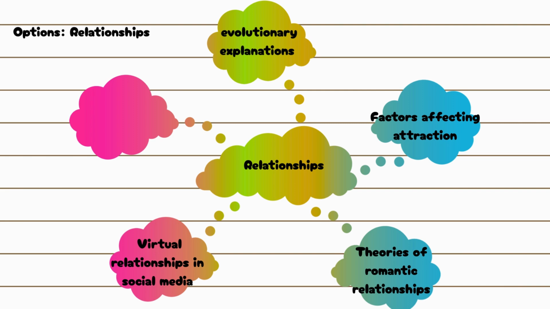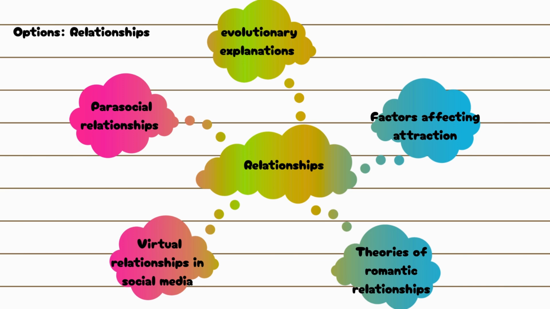phases, virtual relationships in social media, self-disclosure in virtual relationships, the effects of absence of gating on the nature of virtual relationships, parasocial relationships, levels of parasocial relationships, absorption addiction model, and the attachment theory explanation.